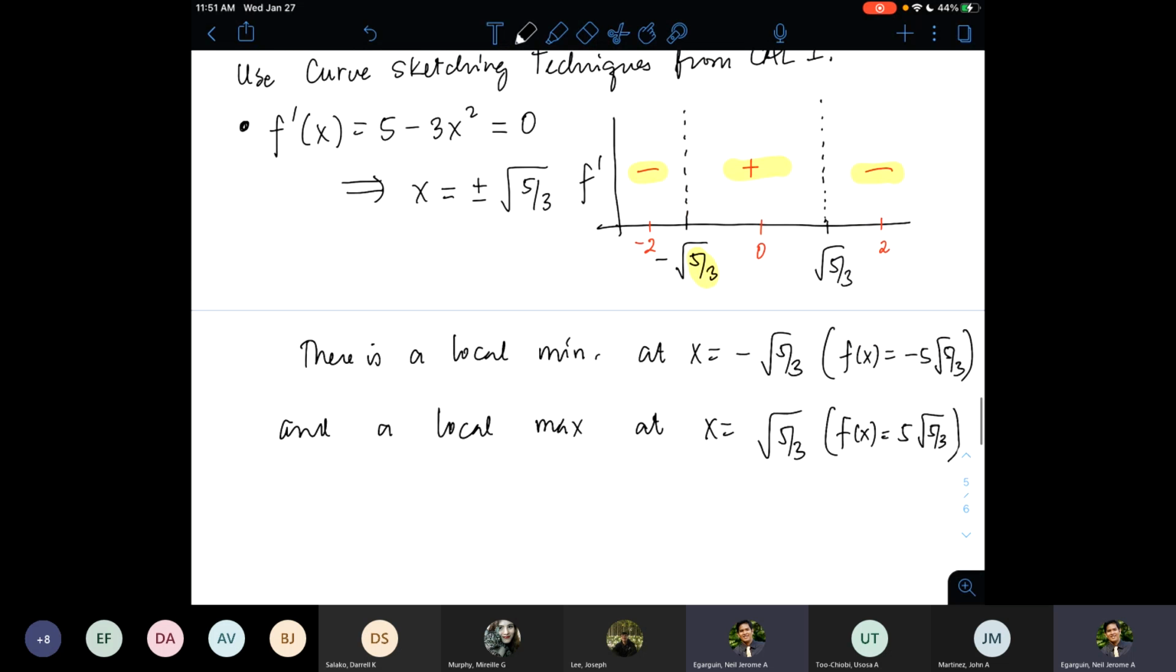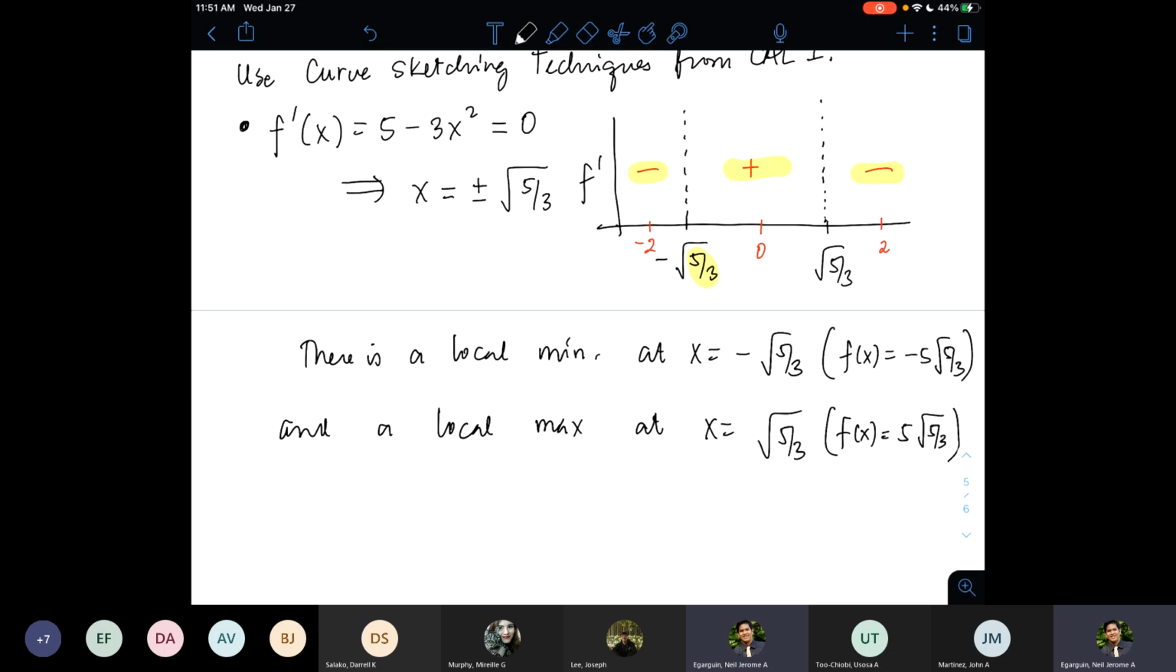So maybe I'll stop here. I just want to remind you why I am doing this. I'm doing this so that I'll have a good idea of how the graph looks like. Because that is a prerequisite, as I need to identify which function is on top and which is on the bottom, right? So what I'm doing here is using curve sketching techniques from Cal 1. I'm looking at the sign of f prime, which tells me when the function is increasing or decreasing. It also revealed a local minimum and a local maximum, which gives me a good idea of how the function behaves.